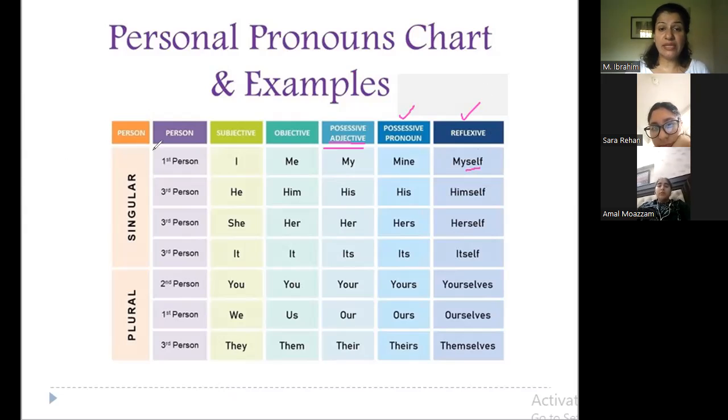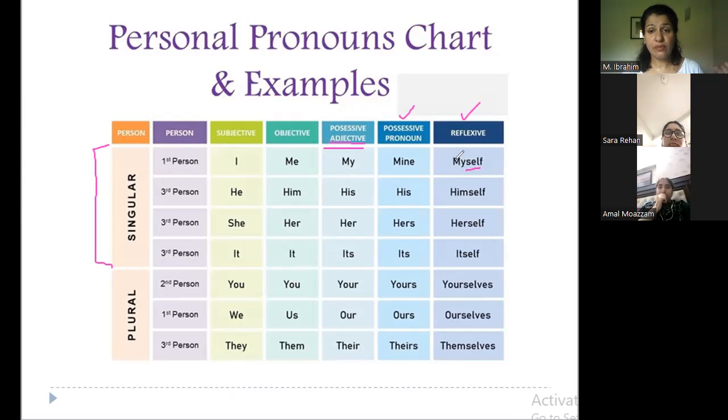In the singular case, second person is not used. Instead we use the first and third person only. First person is I, whereas in the object case we use me. I will come to school. You will help me. This book is mine. I made the breakfast myself.